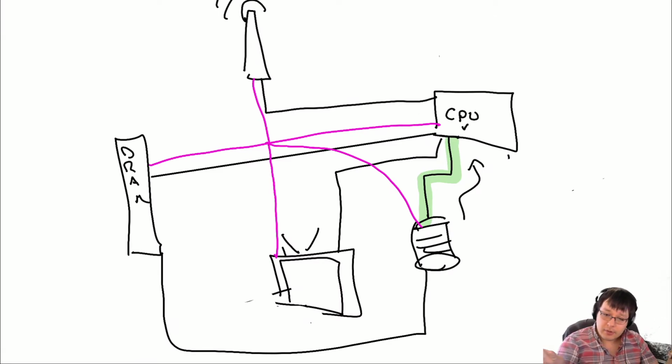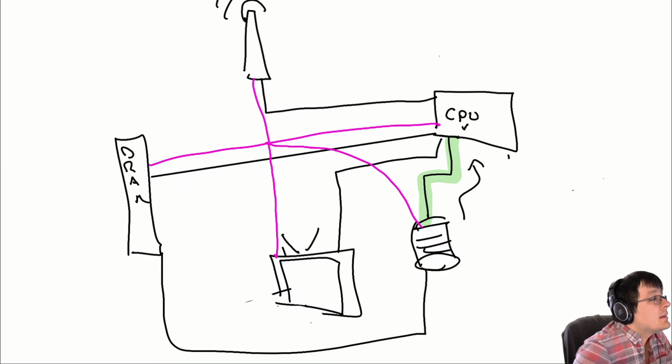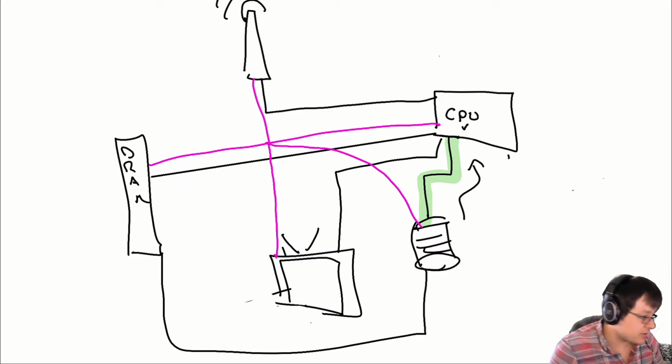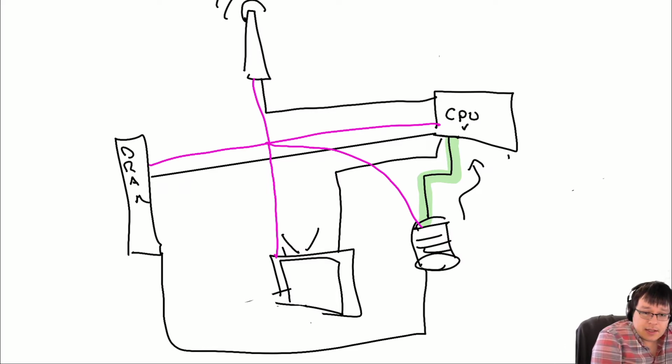You add more highways between different parts, so you don't have to go to downtown LA. You can take a different freeway. Okay, no more. I don't see any more questions. So that's your system bus.